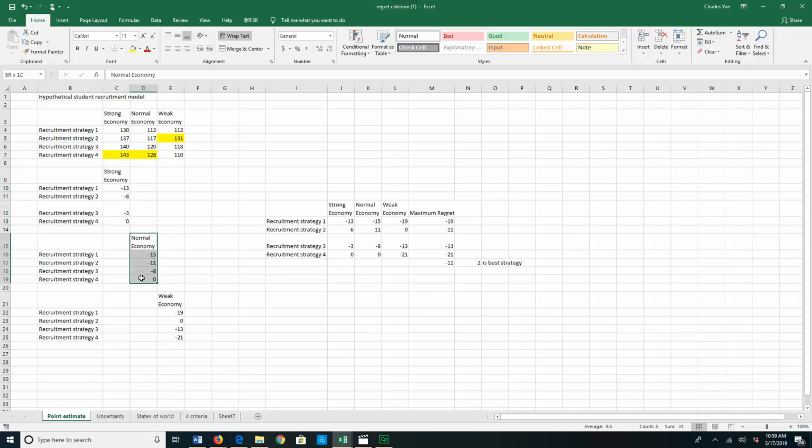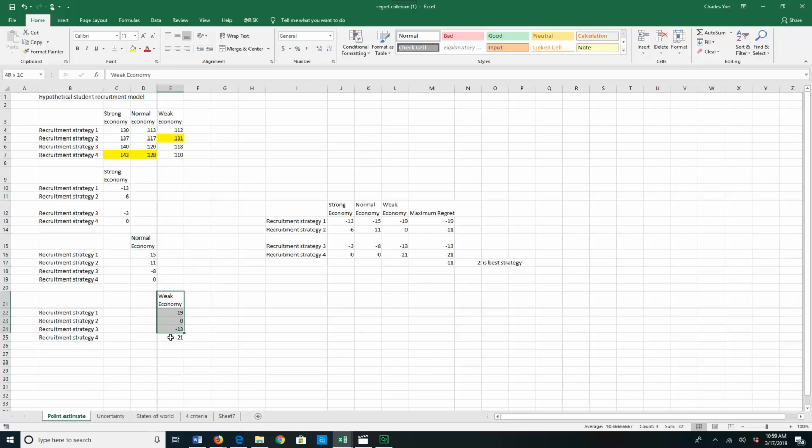Let's take a look at a normal economy. Once again, strategy 4 is our best strategy. If we pick it, there is no regret. If we pick strategy 3 and there's a normal economy, we would lose 8 students as compared to strategy 4, and that's our regret. Strategy 2 would cost us 11 students, and strategy 1 would cost us 15 students.